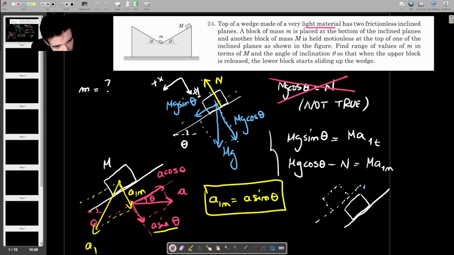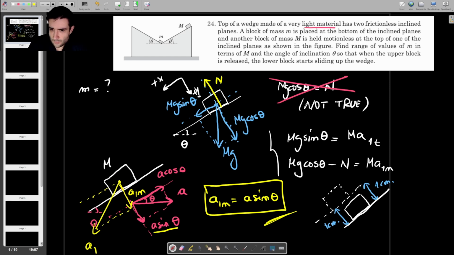So if the plane moves 1 centimeter in a direction perpendicular to itself, then this object also moves 1 centimeter in a direction perpendicular to itself. However the incline moves perpendicular to itself, the acceleration or the velocity or the displacement of the block has to follow that constraint. So this must be true.